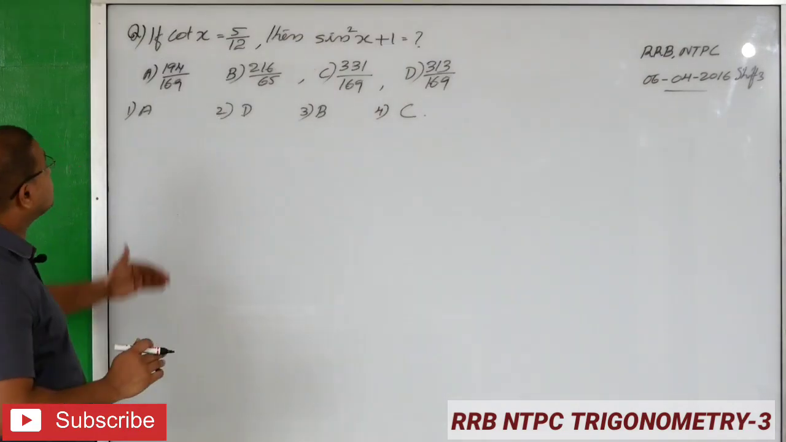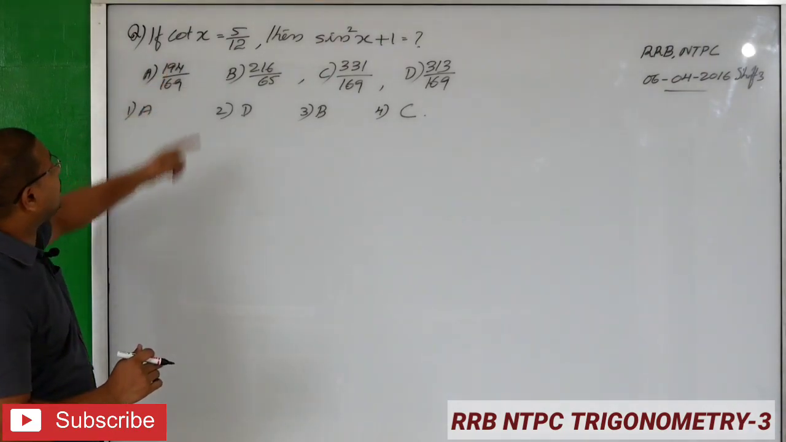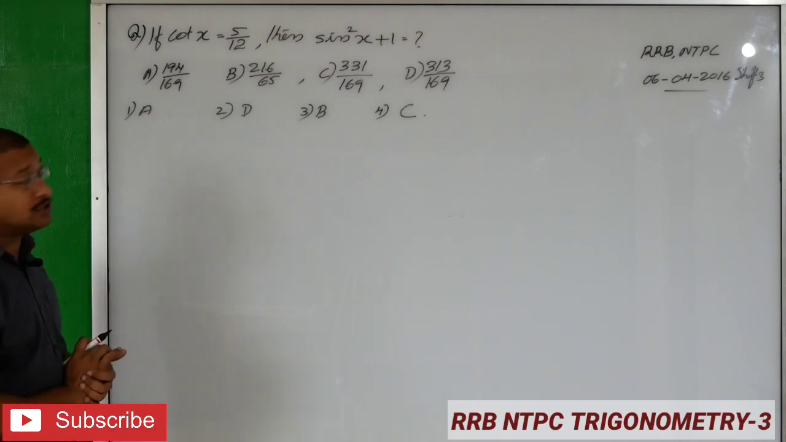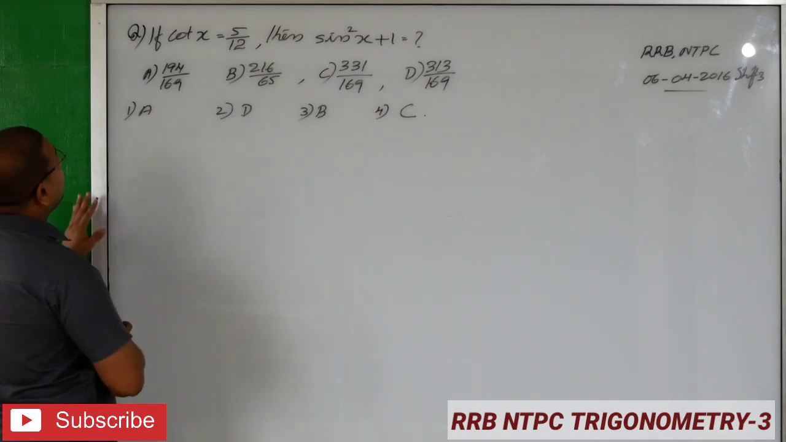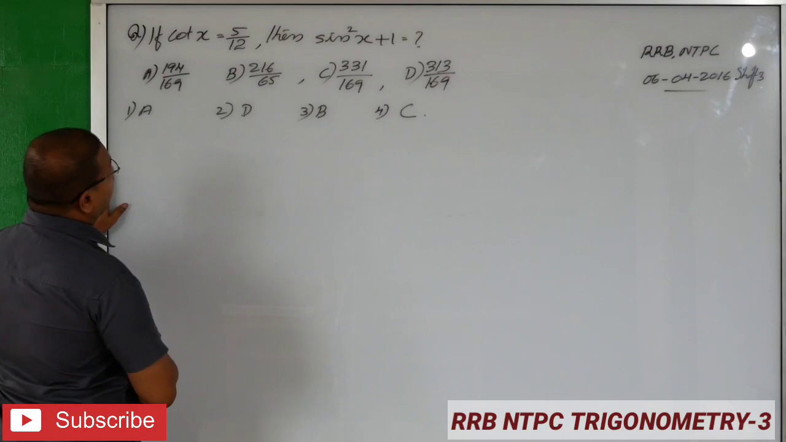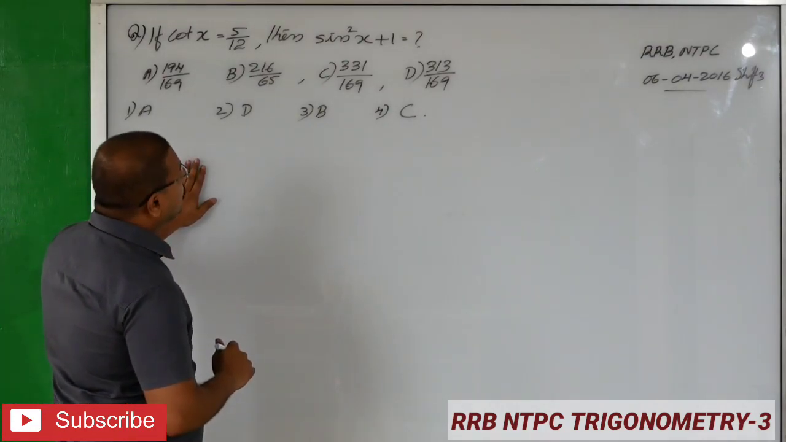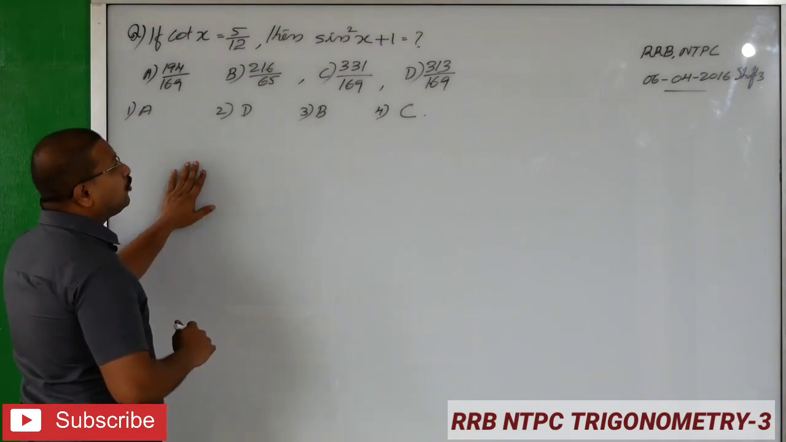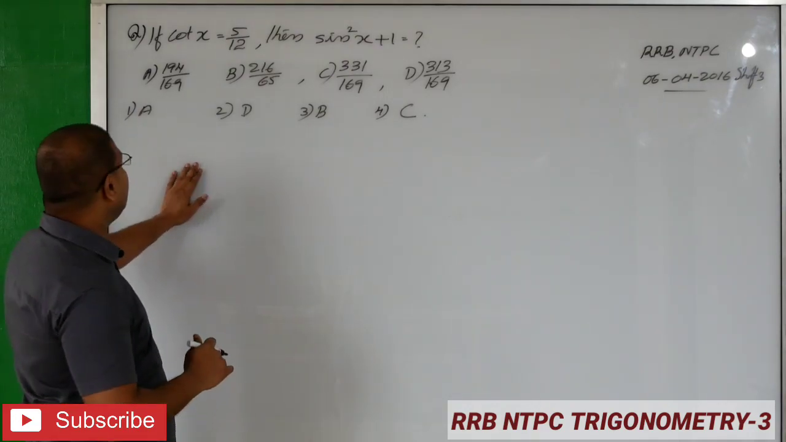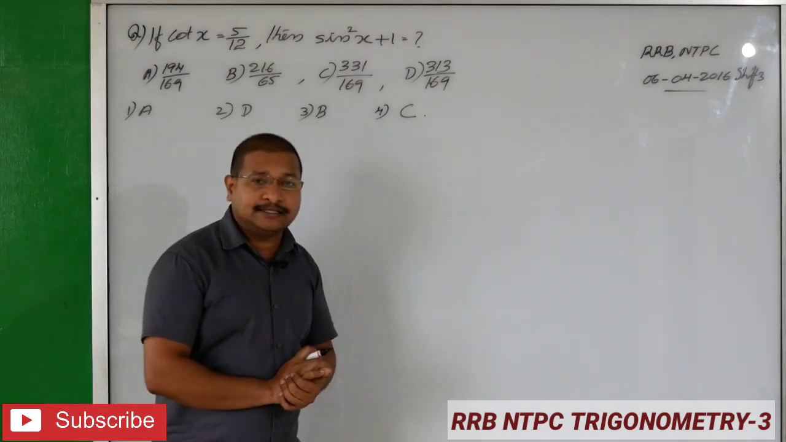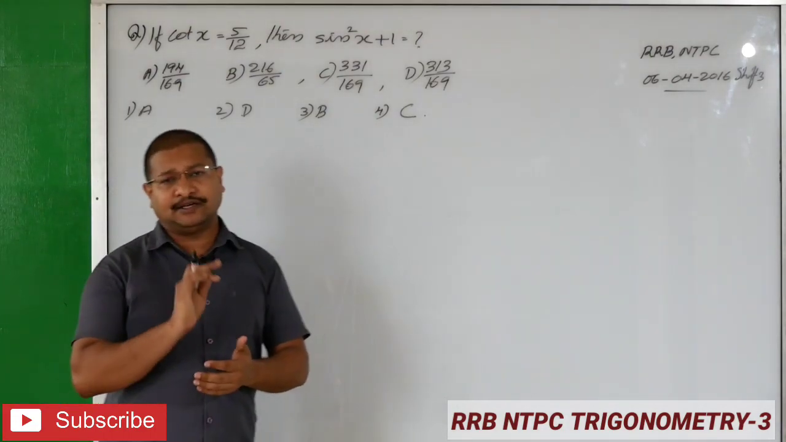I'll read the question once. If cot x equals 5/12, then sin² x plus 1 equals what? Answer A, 194/169. B, 216/65. C, 331/169. D, 313/169. Of course, the options are given. It came in RRB NTPC 6/4/2016, shift 3.